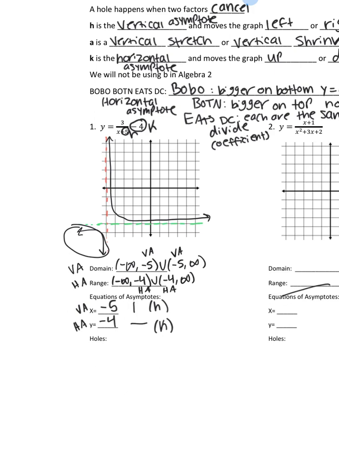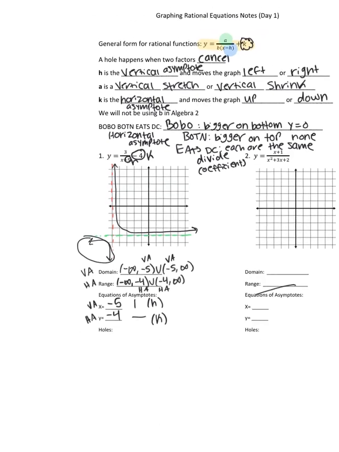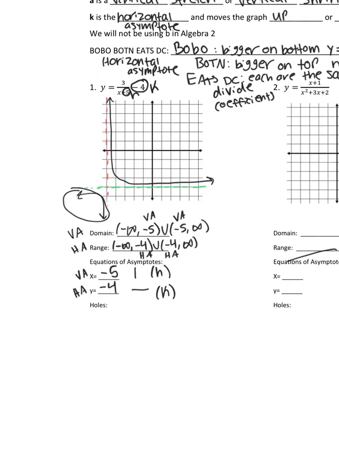You're always going to put parentheses around asymptotes and infinity signs. You are never going to put a bracket. That means we're including that point, and we don't want to include the point. For the question that asks about holes, we didn't have to do anything to simplify this function. We didn't have to cancel anything, so there are no holes in this graph.